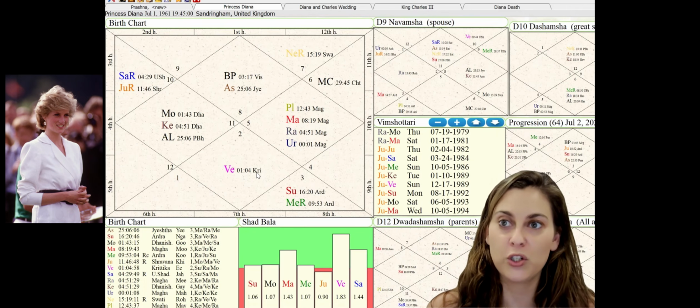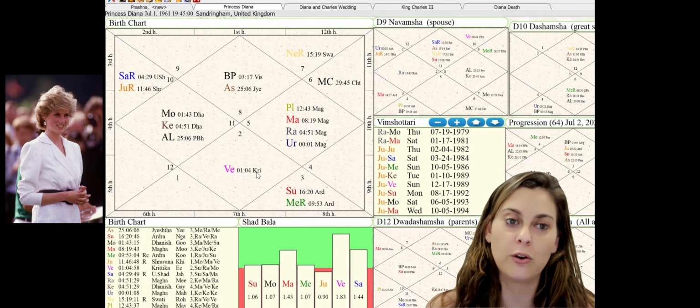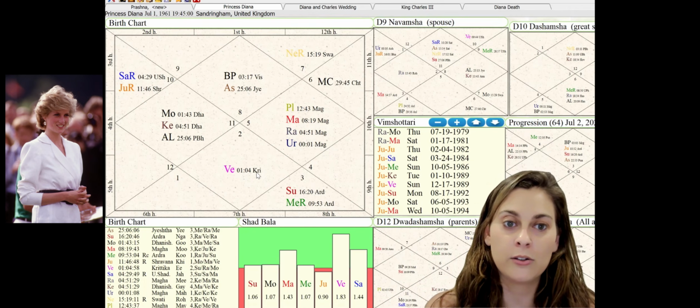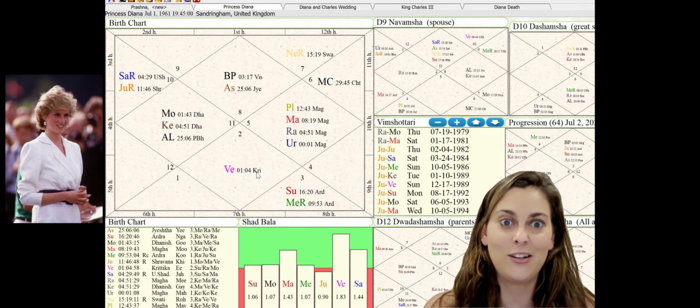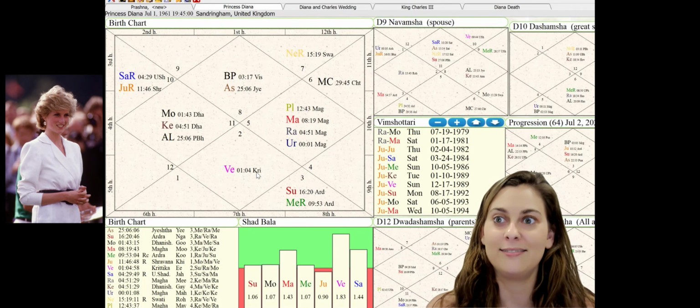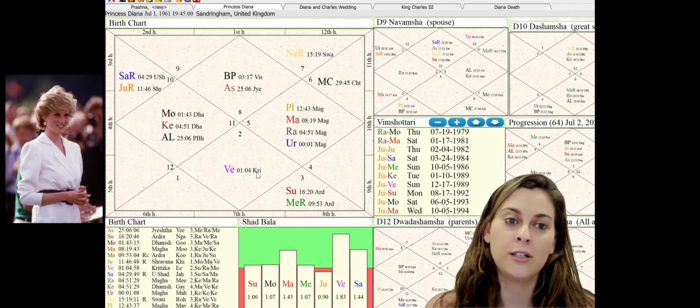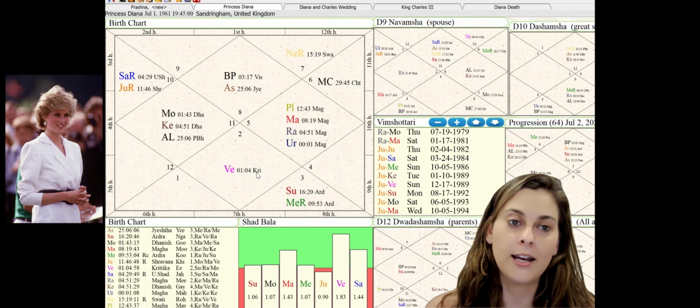Her Venus is Mula Trikona. That's why it's a Mahapurusha Yoga, meaning it's in a sign, Taurus, that it naturally rules. Venus in its own sign in the spouse house looks good on paper. And obviously it had really great rewards for her in terms of beauty, wealth, yada, yada, yada.